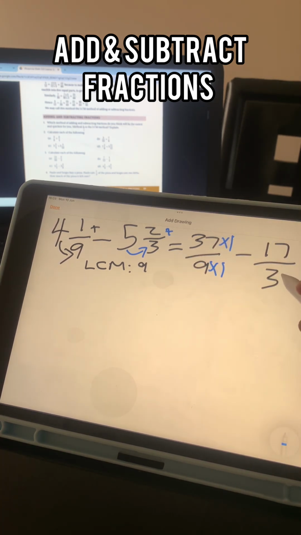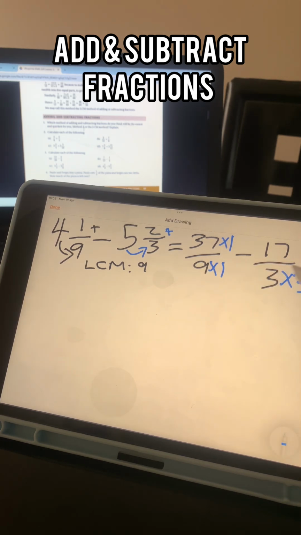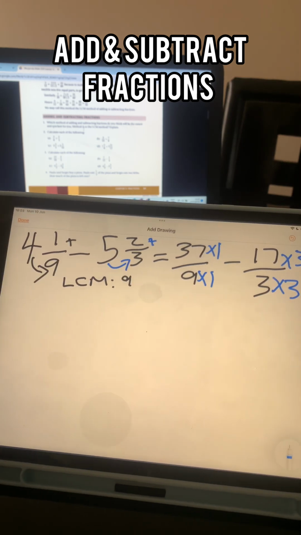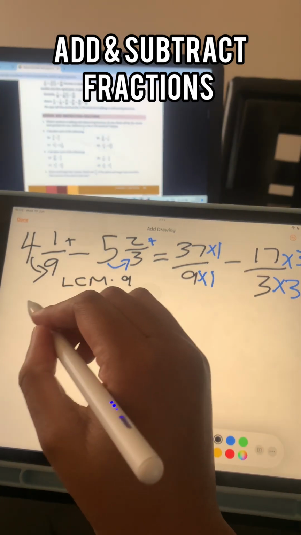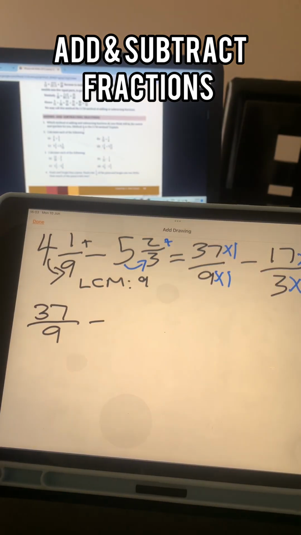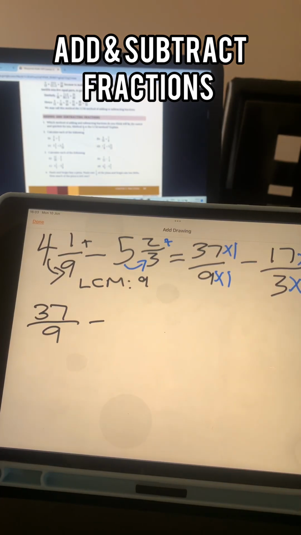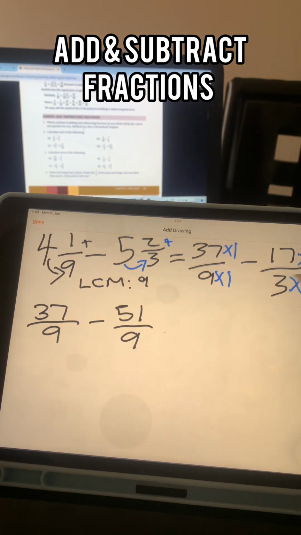So this side you have to convert so that the denominator is 9. What do you multiply with 3 to get 9? It's itself, 3. So whatever you do to the denominator, you will do to the numerator. So you'll say 17 times 3 as well. For lack of space, I'm gonna move this side. The first fraction will stay the same, so we'll still have 37 over 9 minus 17 times 3, that's how you get 51. Then 51 over 9, because 3 times 3 is 9.